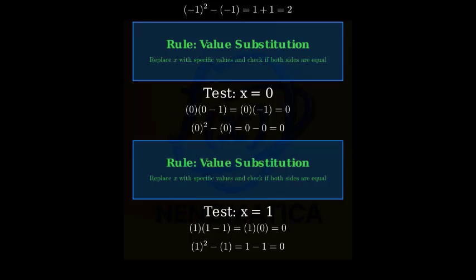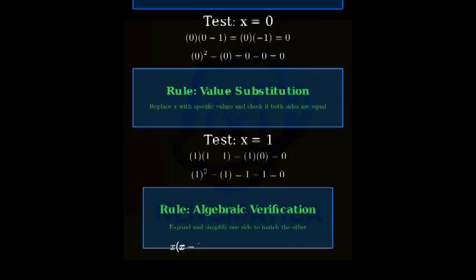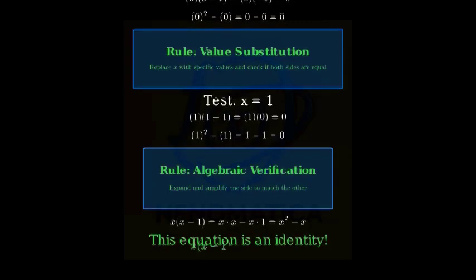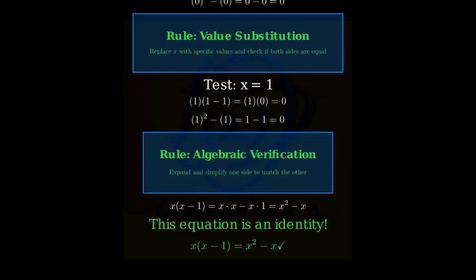Since the equation is satisfied for all the values we tested, it suggests that the equation x times (x minus 1) equals x squared minus x is an identity. Let's also verify this algebraically. On the left side, we can expand x times (x minus 1) to get x squared minus x. This matches the right side exactly, confirming that this is indeed an identity. Therefore, the equation x times (x minus 1) equals x squared minus x is valid for all values of x, making it an identity.